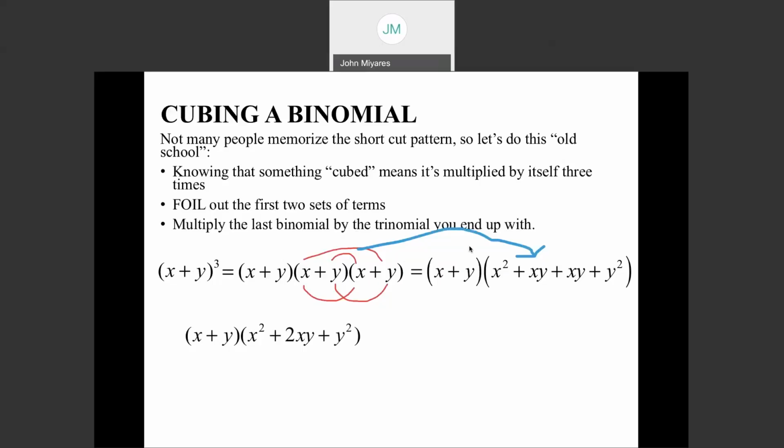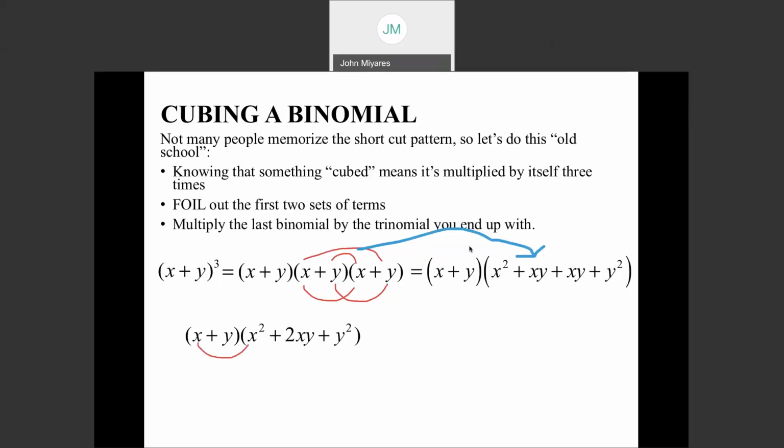To do this, I need to multiply each term in the binomial on the left by each term in the trinomial on the right, similar to what we did with the FOIL method, but we just need to make sure everything mixes and matches properly. One way to check that we're doing this correctly is that when we multiply a binomial with 2 terms by a trinomial with 3 terms, our resulting polynomial should have 6 terms in it, 2 times 3, before we combine any like terms.